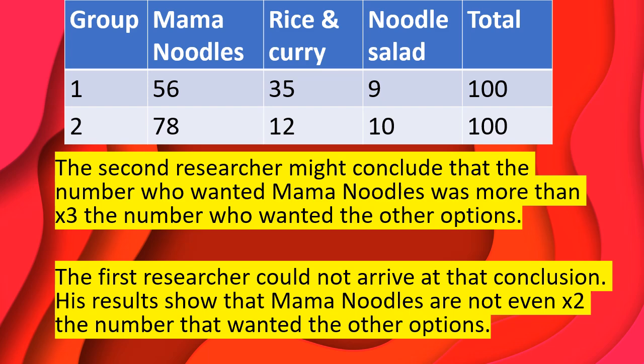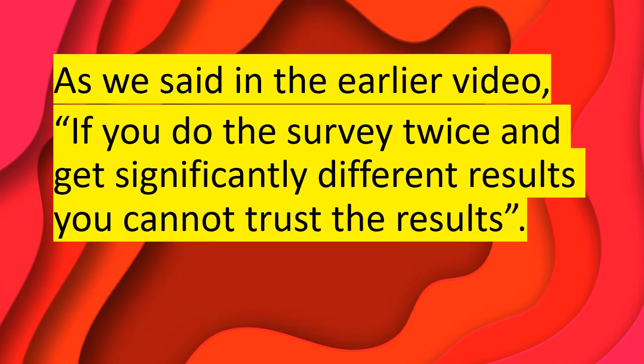The second researcher might conclude that the number who wanted mama noodles was more than 3 times the number who wanted the other options. So he had 78 for mama noodles and only 22 for the other 2 put together. So he could conclude mama noodles 3 times bigger than the other ones. The first researcher could not arrive at that same conclusion. His results show that mama noodles are not even 2 times the number that wanted the other options. So his number is 56 compared with 44 for the other 2 options. As we said in the earlier video, if you do the survey twice and get significantly different results, you can't trust the results.